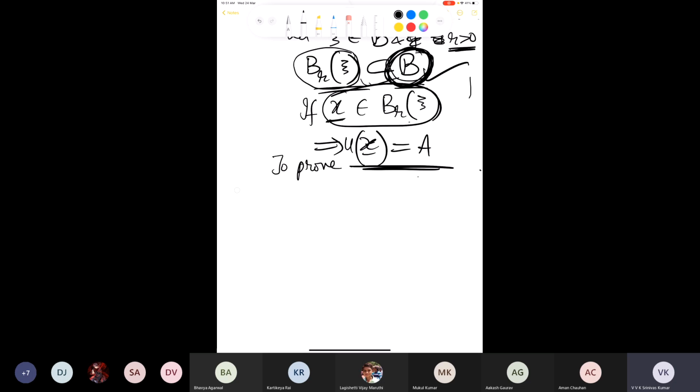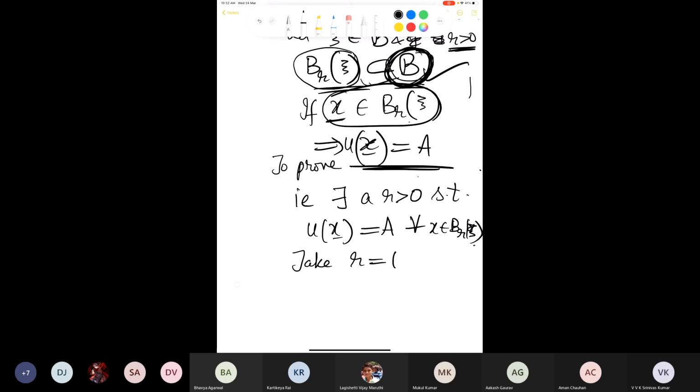Here we apply the Gauss mean value theorem. We have to show that there exists an R positive such that U(X) is equal to A for every X belonging to B_R(xi). Take R equal to 1, it will work. We have to show that U(X) is equal to A for every X in B_1(xi). So suppose not.